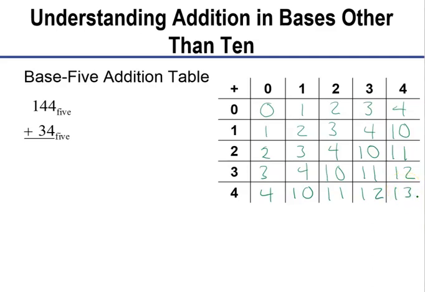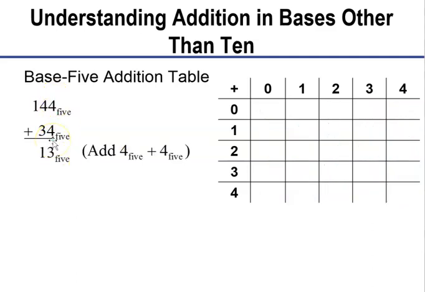So there's this table. Now, how are we going to do this? What you can do is add your 1s units. Now when you add 4 plus 4, that is not 8. That is 1 unit of 5 and 3 units of 1. Okay, so 1 five and 3 ones. So that's how you write that.